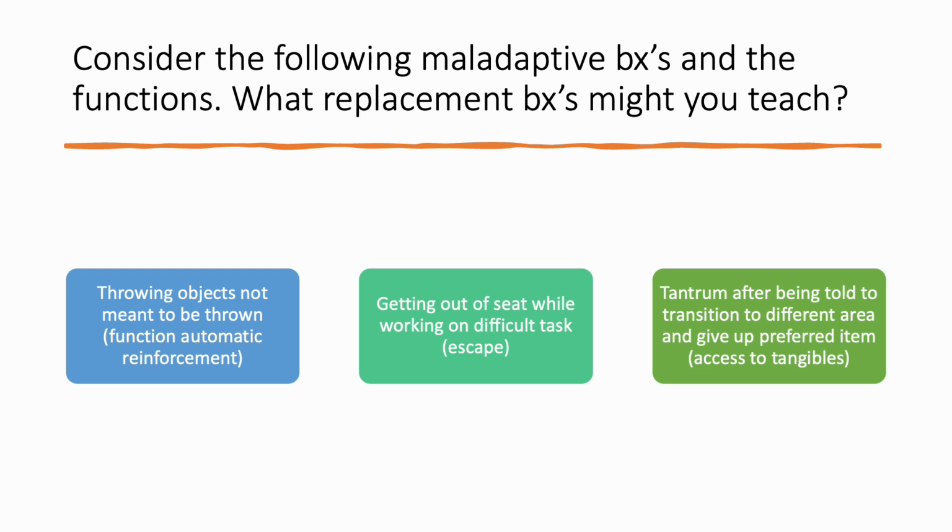And then the third behavior says you have a client that engages in tantrums after being told to transition to a different area and give up their preferred item. So they're playing with their toy, and then they now have to put their toy away and transition to somewhere new. So the behavior is maintained by access to tangibles. What replacement behavior could you teach in this particular case?